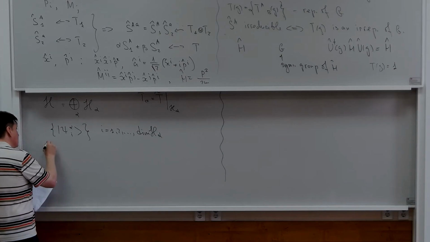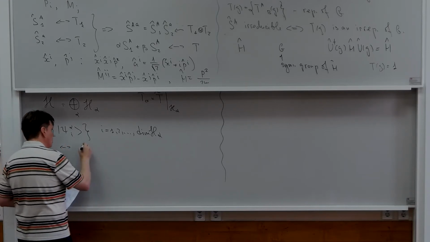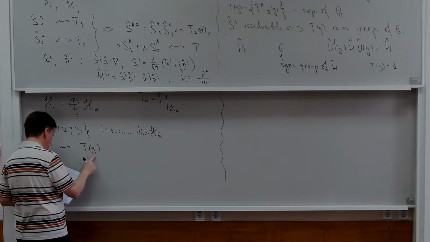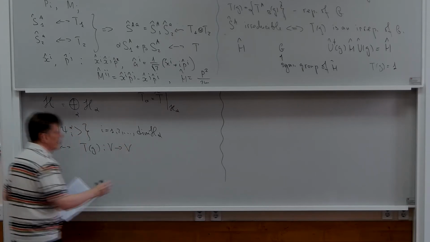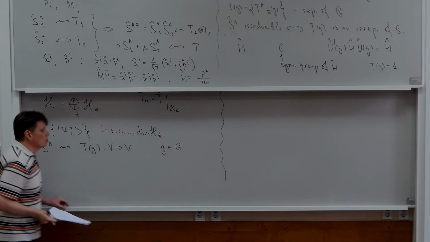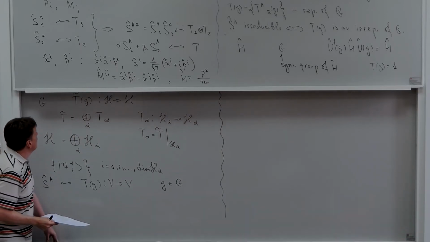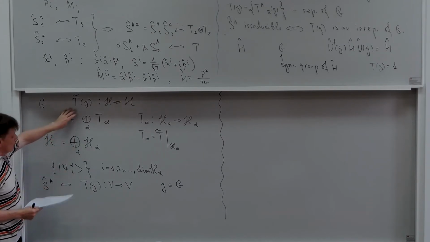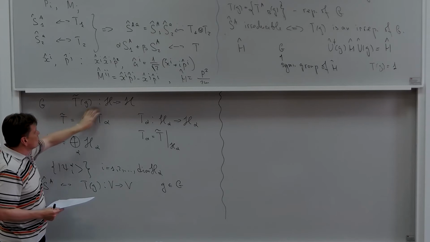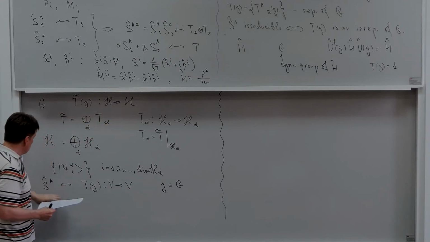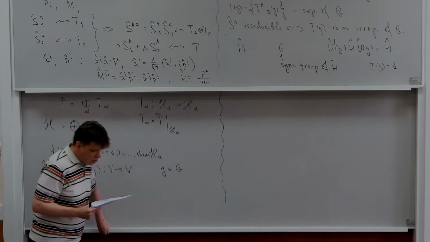Consider now an irreducible tensor operator S, which transforms according to some irreducible representation T, which acts in some finite dimensional vector space V, from some group G. So I have some symmetry group G, I have its unitary representation in the Hilbert space, and I take some irreducible tensor operator for this symmetry group G.